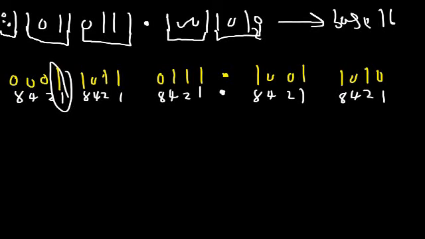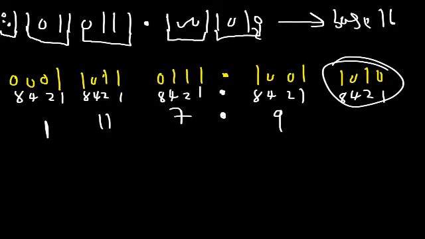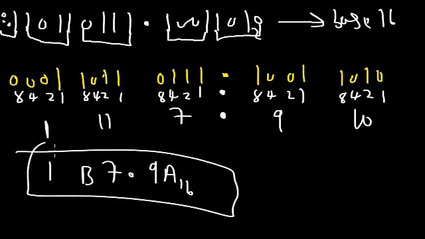For the first one, only 1 has 1 above it, so I'm just going to leave it as 1. For the second one, 8, 2, and 1 have 1 above them, so I add them up: 8 plus 2 plus 1, that's 11. For the third one, 4, 2, and 1 have 1 above them. 4 plus 2 is 6, 6 plus 1 is 7. And followed by the decimal point. For the fourth one, 8 and 1 have 1 above them. 8 plus 1 is 9. And for the last one, 8 and 2 have 1 above them, and 8 plus 2 is 10. So don't forget, 10 is A and 11 is B. I have 1B7.9A in base 16. And this is my final answer to this problem as well.